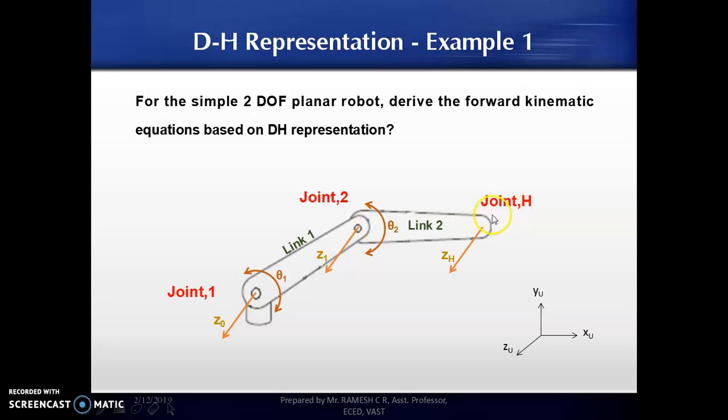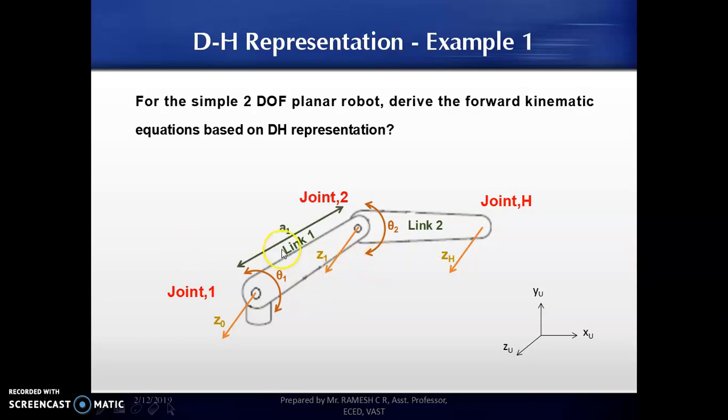Now going to the third joint or the end point, I am designating that particular joint as ZH, that is my destination. I need to derive the DH representation for the transformation of this robot from joint Z0 up to ZH. So I have assigned the Z axis. The next task is to assign the X axis.